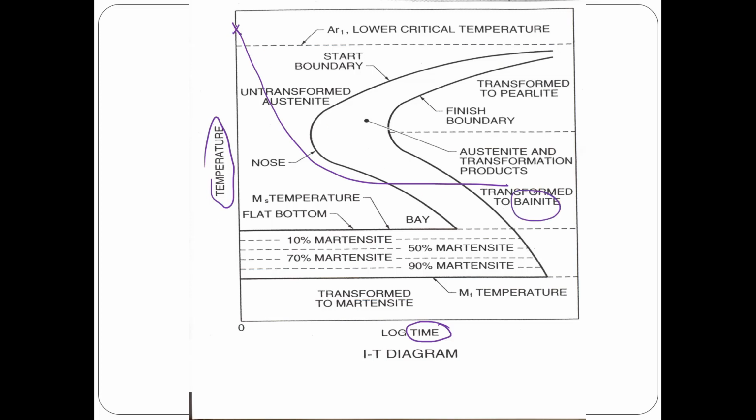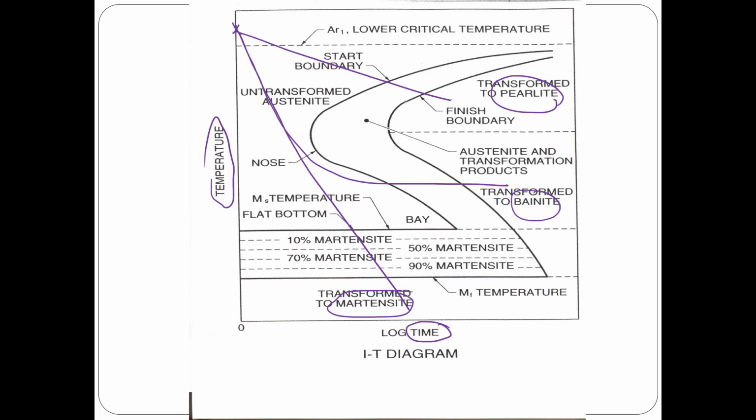If I start over here and I cool very fast like this, I'm going to end up with martensite. If I cool really slow and I end up over here, I'm going to end up with pearlitic products. Those are my three finished products.